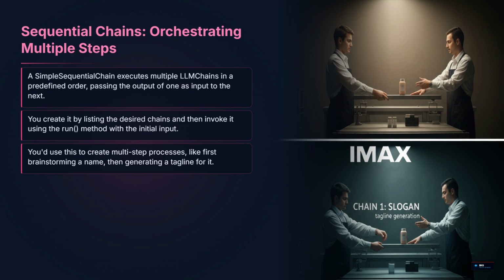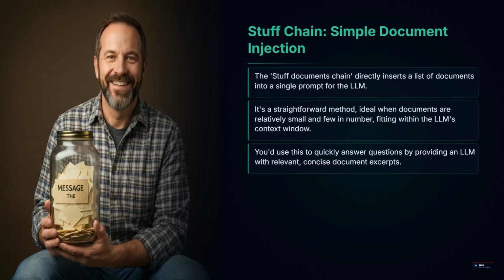Imagine you want to first come up with a catchy bookstore name and then immediately generate a unique tagline for it. By listing these two separate LLM chains, you can run this entire sequence with a single input, creating a coherent, multifaceted output.